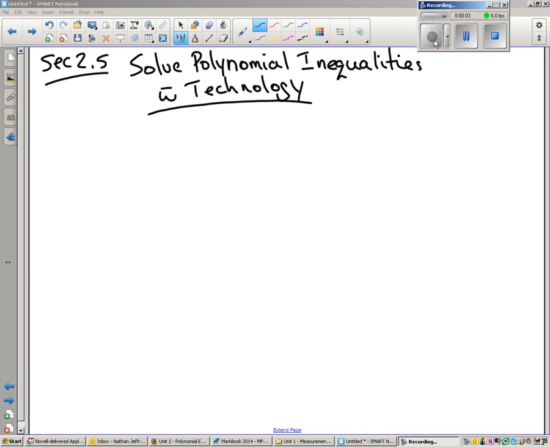Okay, so we're starting into section 2.5, solving polynomial inequations with technology is the title of the unit. I'll show you how to set things up, and then we can use technology if we can't solve them graphically. So today we're going to focus on solving polynomial inequations graphically, and then using technology if we can't solve them graphically. So what is an inequality?